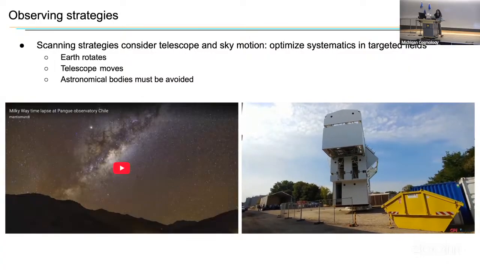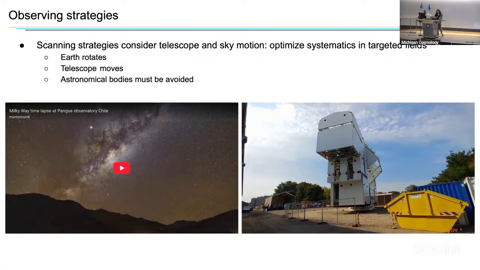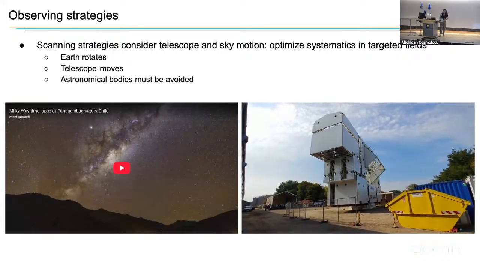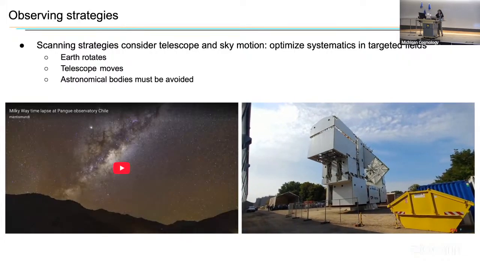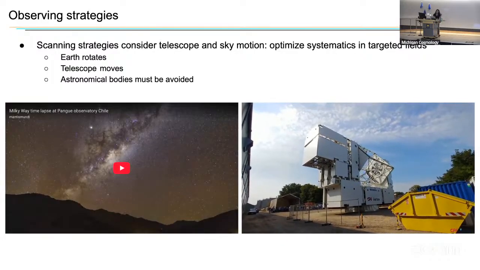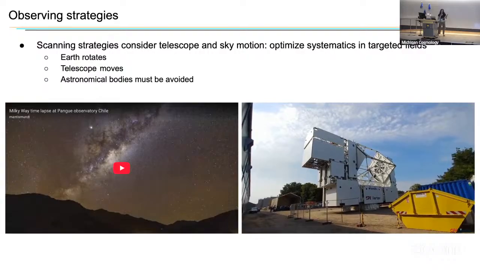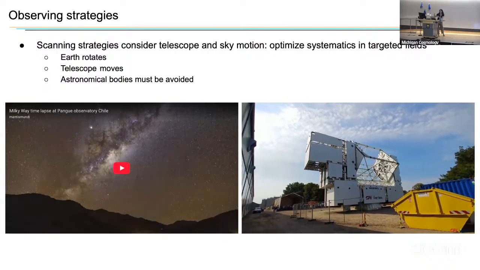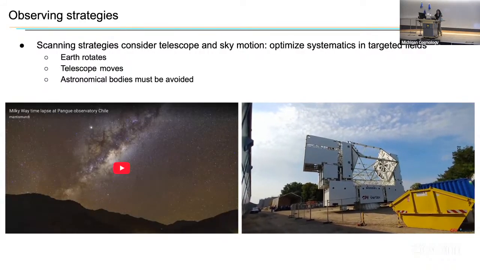You also need to make sure you're not looking directly at the sun, for example. So you need to avoid the sun, you need to avoid the moon, and you need to be able to stop your strategy and start looking at, for example, a planet if you want to do a calibration observation.